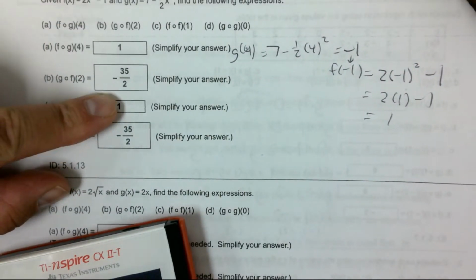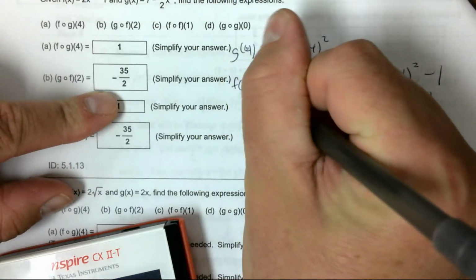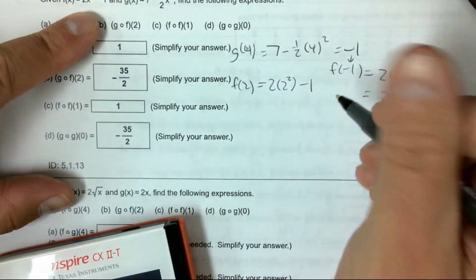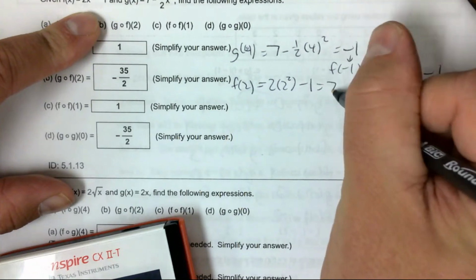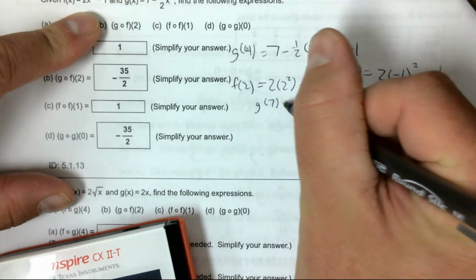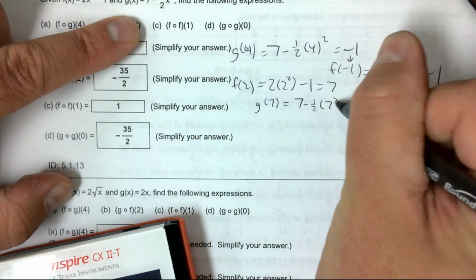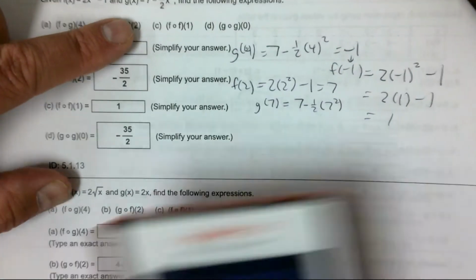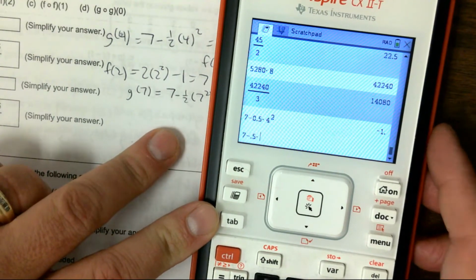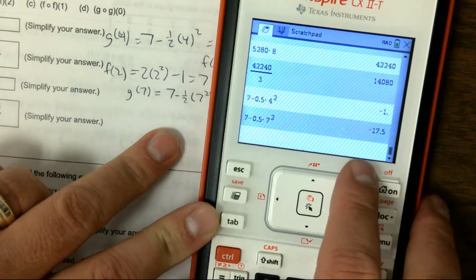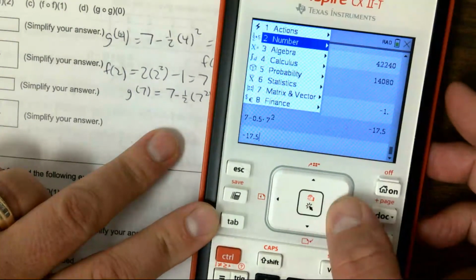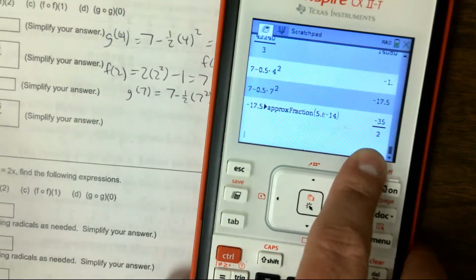Okay, on this one we do f of 2, and so you go to the f function, 2 times 2 squared minus 1, that's 8 minus 1, which is 7, and then we do g of 7, which would be 7 minus 1/2 times 7 squared, and you would probably just want to use the calculator. 7 minus 0.5 times 7 squared, and that says -17.5, and they might want that as a fraction, which is -35/2.